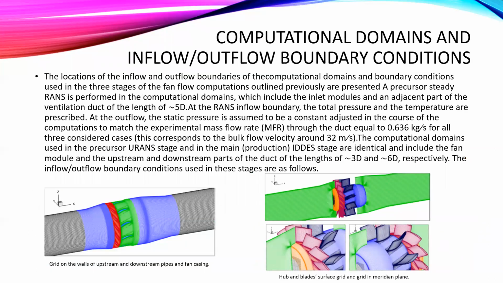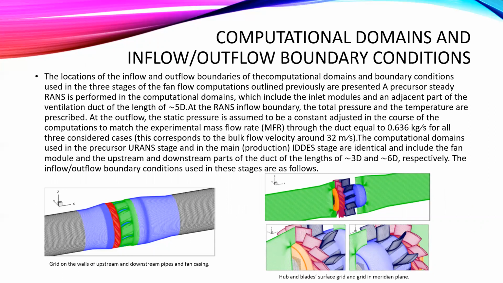And coming to the computational domains and inflow and outflow boundary conditions. The location of the inflow and outflow boundaries of the computational domains and the boundary conditions used in these three stages of the fan flow computation outlined previously are presented. A precursor RANS study is performed in the computational domains, which include the inlet modules and an adjacent part of the ventilation duct of length 5D at the RANS inflow boundary. The total pressure and the temperature are prescribed.